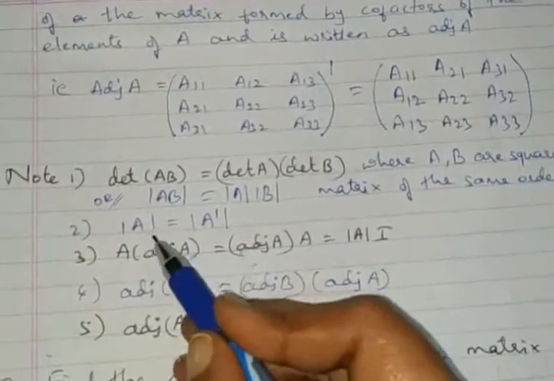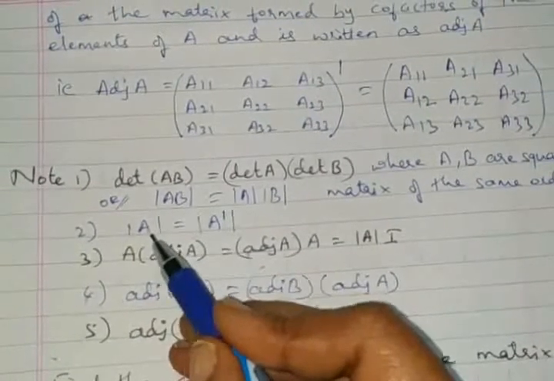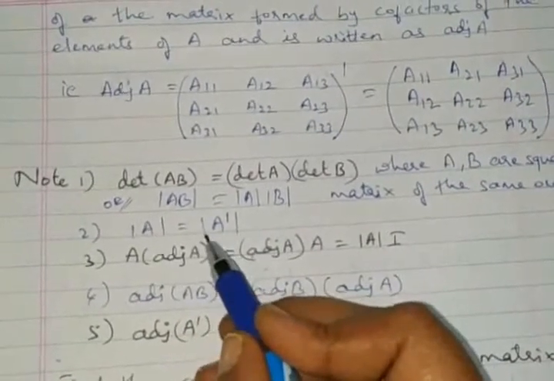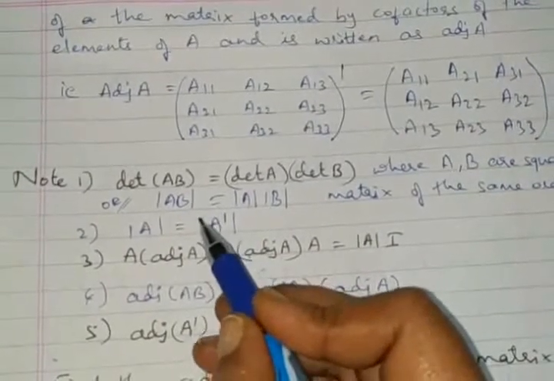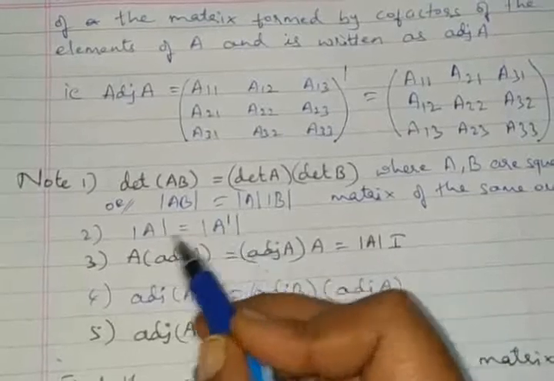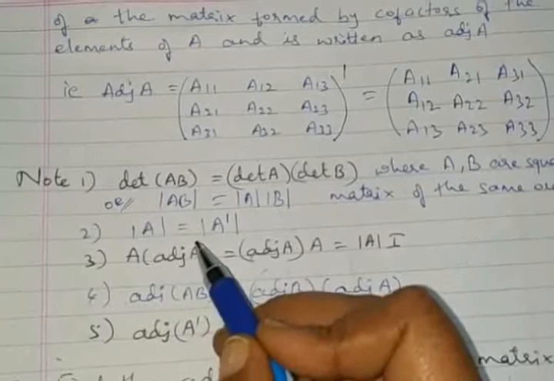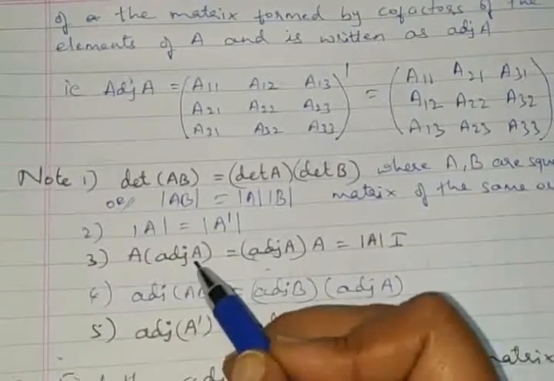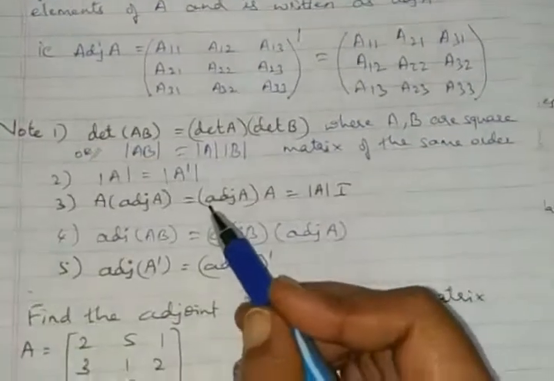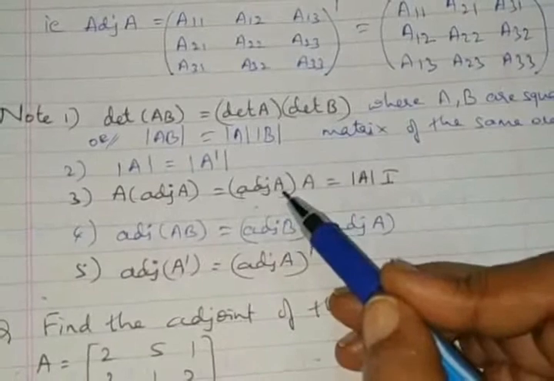One more important note to be remembered on determinant: the determinant of a matrix A is the same as the determinant of its transpose. So if you take the transpose and then take the determinant, the value will remain the same. Got it? You can even verify by taking any example. Got it? Fine.